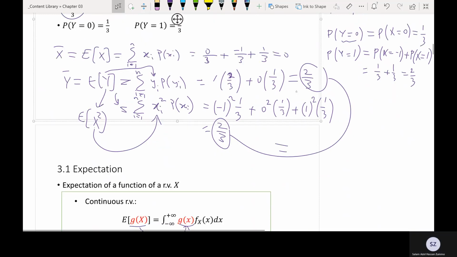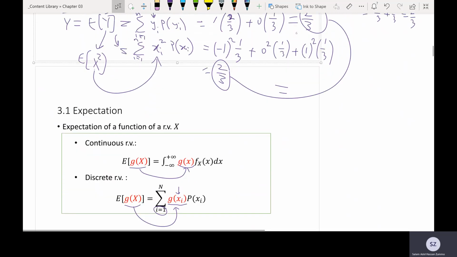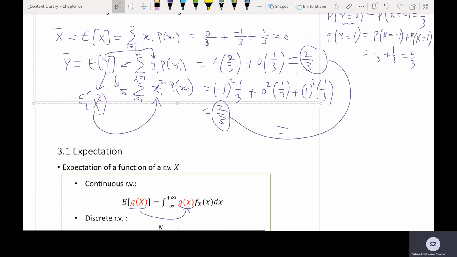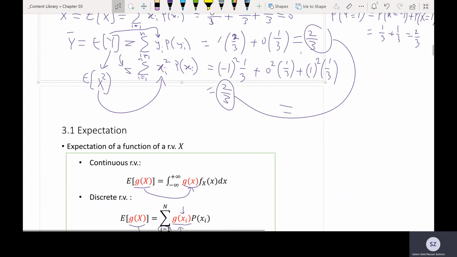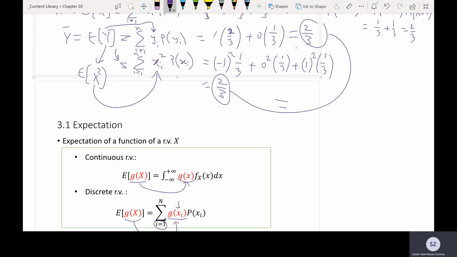Clear, guys? It's the same concept for x cube. Your friend is asking, what about x cube? It's the same concept. Let's take the expected value of x cube. What is the expected value of x cube? It's the summation from i equals 1 to n of xi cube times the probability of xi.